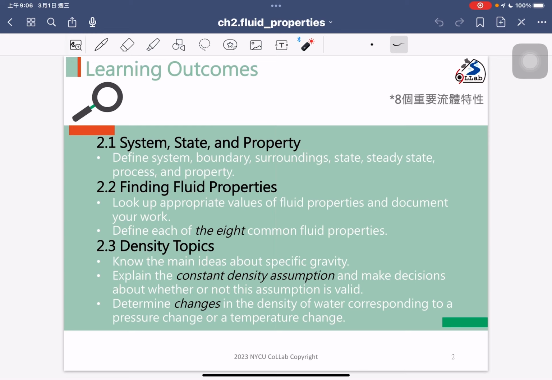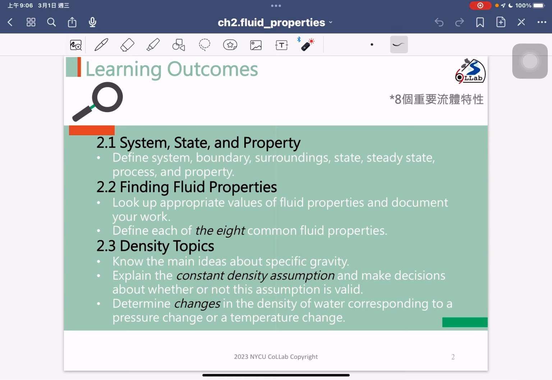Okay? So in the following slide, I will show you how many properties we'll teach today. And as you can see, in total we have 8 properties we'll teach today. And one of the important properties we call the density. The most important fluid properties, one is the density.